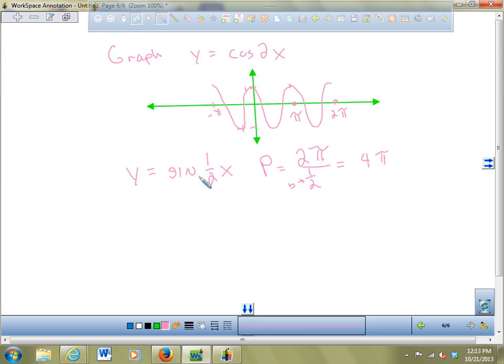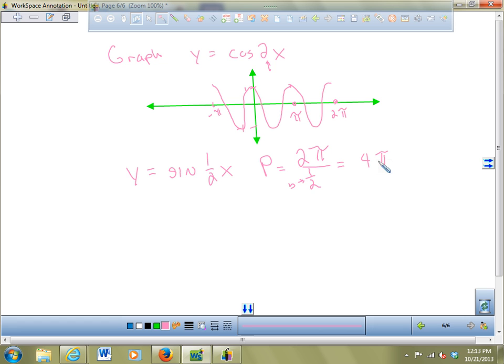The frequency, if you want to put a number on the frequency, tells you that if the frequency is 2, it completes 2 cycles in 2 pi radians. If the frequency is 1/2, it completes 1/2 of a cycle in 2 pi radians. And the period is 4 pi, meaning it takes 4 pi to complete one cycle. You understand that, more or less? Okay, so that's how the frequency and the period work.